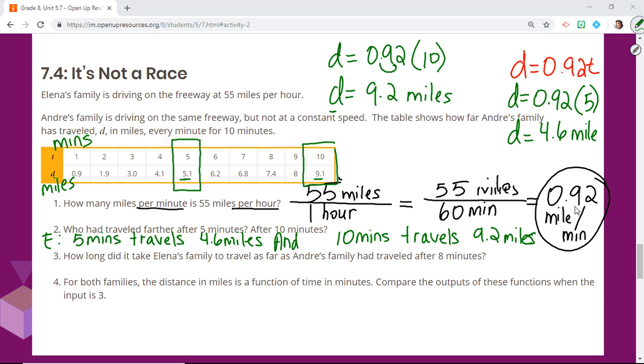So I'm just going to sneak that in here. Andre travels further in 5 minutes. Who travels further in 10 minutes? Andre travels 9.1 miles, and Elena travels 9.2. So Elena travels further in 10 minutes. She travels 0.1 miles further in 10 minutes than Andre.